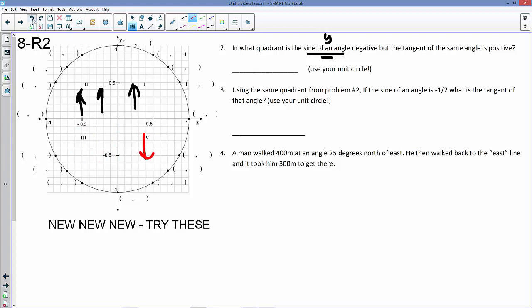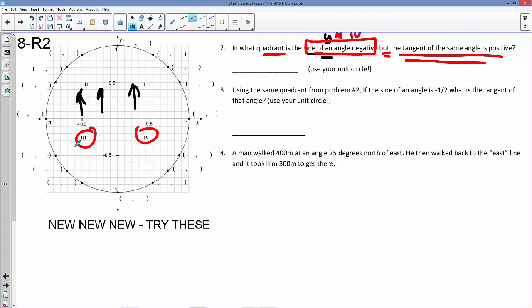So right now I'm dealing with quadrant 3 and 4. It says, in what quadrant is the sine of an angle negative? That's 3 and 4. But the tangent of the same angle is positive. It really should say "and." That's okay. And the tangent of the same angle is positive.